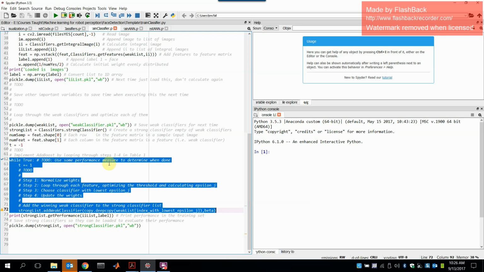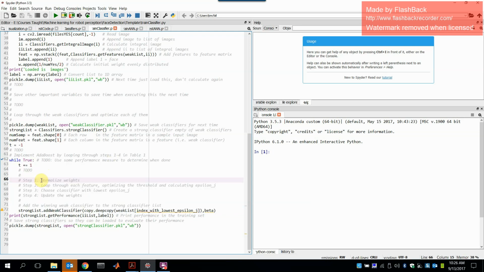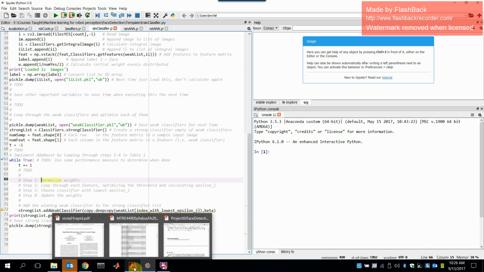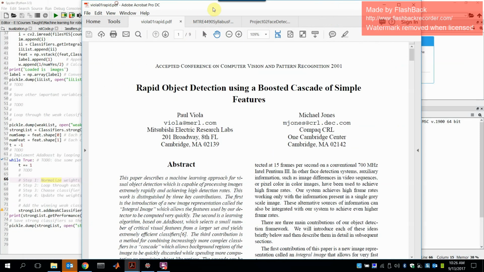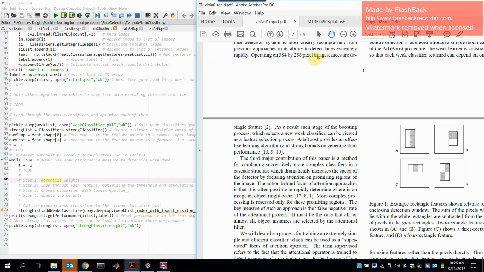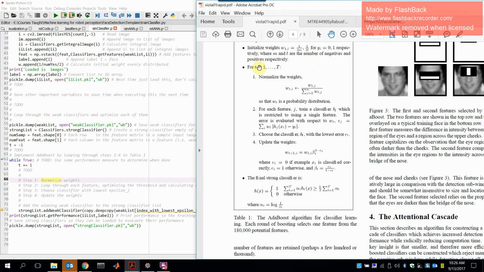Okay? And so one of the steps that you're going to, and if you look at table 1 in this paper, okay. We're basically doing what's here in table 1. It's in this loop. They have a for t loop. I just have a while loop instead of a for loop because I'm not predetermining how many t's there are. The first thing you need to do is normalize the weights. So you take all of your weights and you divide by the sum of all the weights, basically. Okay, to make them sum to 1.